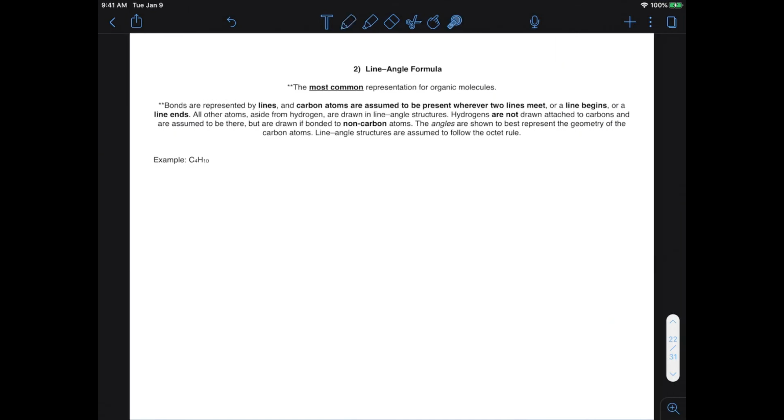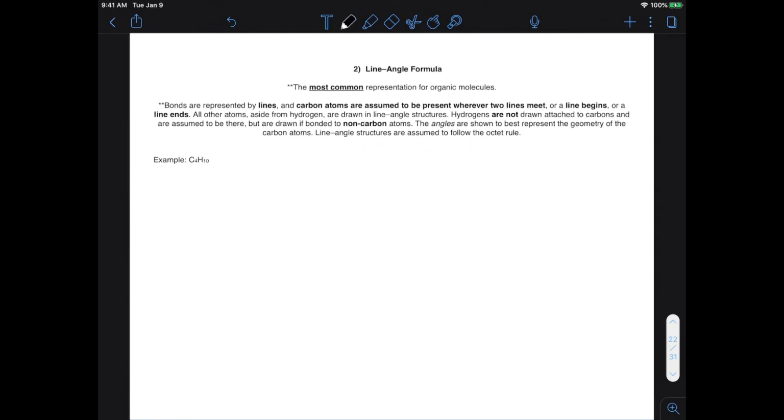So, line angle formulas. This is the most common representation for organic molecules. Generally, how line angle formulas work is that bonds are represented by lines, and carbon atoms are assumed to be present wherever two lines meet, a line begins or a line ends. All other atoms, aside from hydrogen, are drawn in line angle structures. Hydrogens are not drawn attached to carbons and are assumed to be there, but are drawn on non-carbon atoms. The angles are shown to best represent the geometry of the carbon atoms, and line angle structures are, of course, assumed to follow the octet rule.